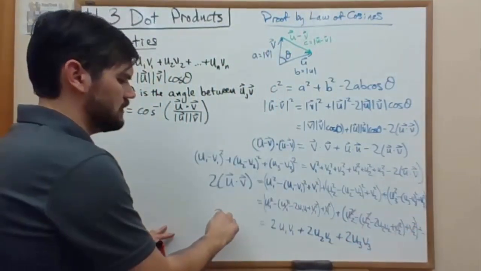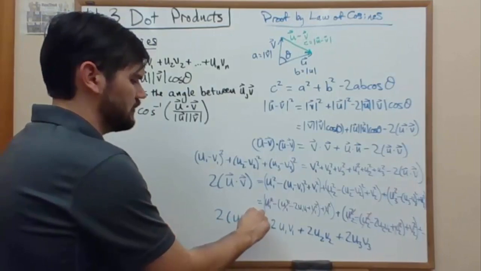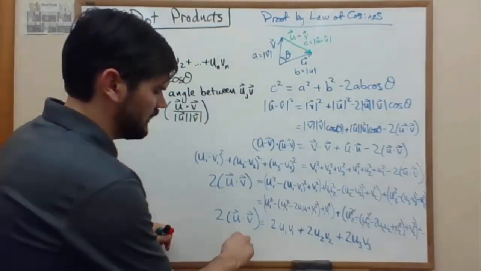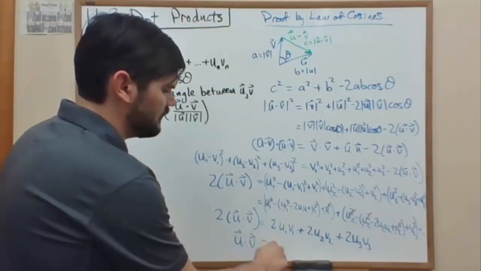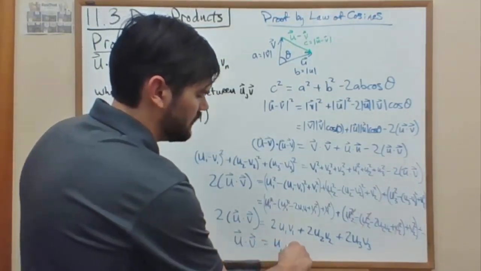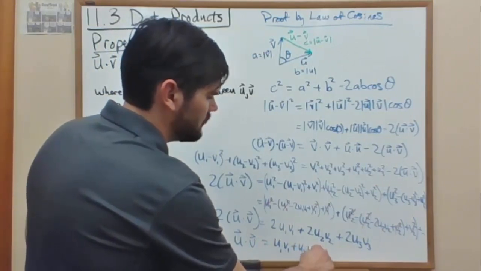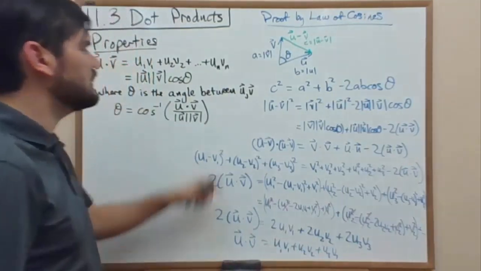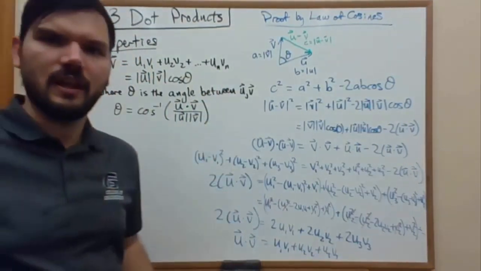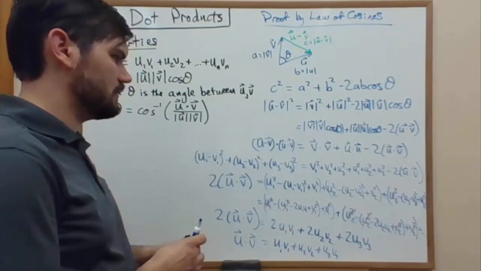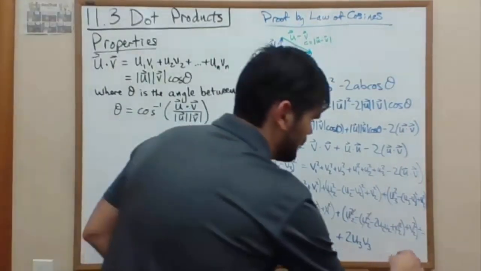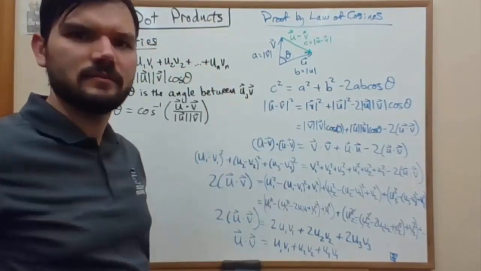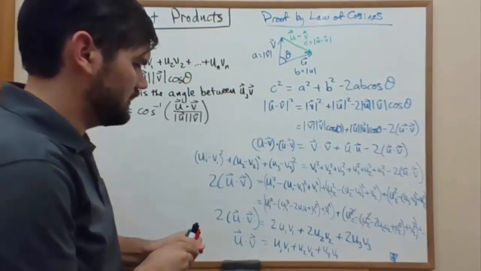And all of that is equal to 2 times the dot product. Canceling the 2's, we get u dotted with v is equal to u1 v1 plus u2 v2 plus u3 v3, where 3 is n, the dimension of those two vectors. And mathematicians often will end their proofs with some kind of statement of, "Ha, we did it. It is proven." So there we go.